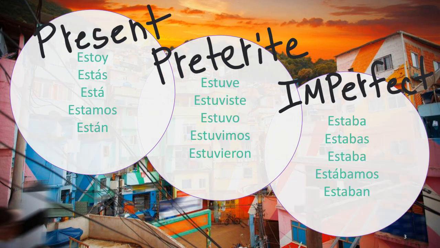So here's the verb estar, and you can see it in the presente, the pretérito, and the imperfecto también. We've got estoy, estás, está, estamos, están in the presente. In the pretérito, we have estuve, estuviste, estuvo, estuvimos, and estuvieron. And in the imperfecto, estaba, estabas, estaba, estábamos, and estaban.